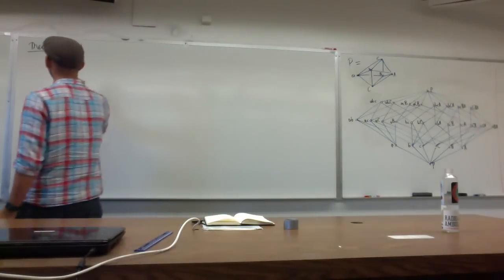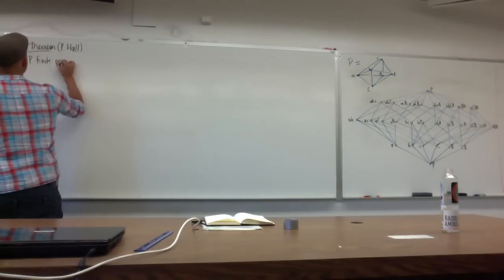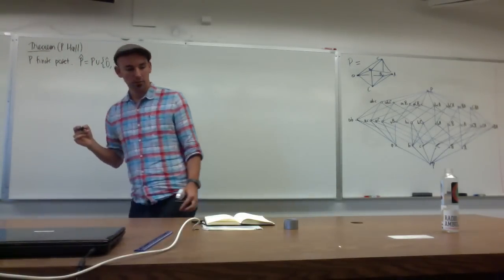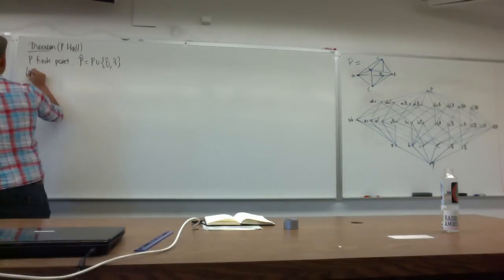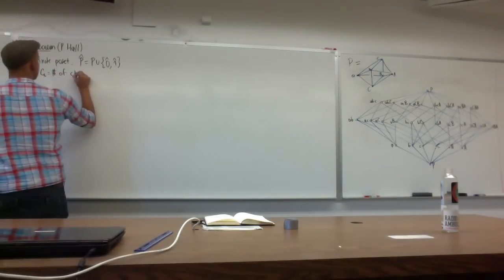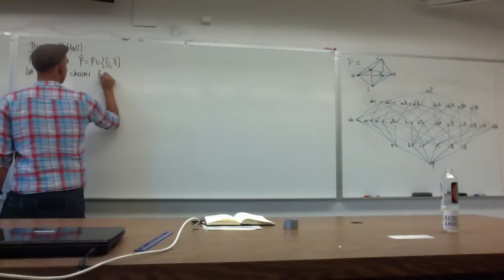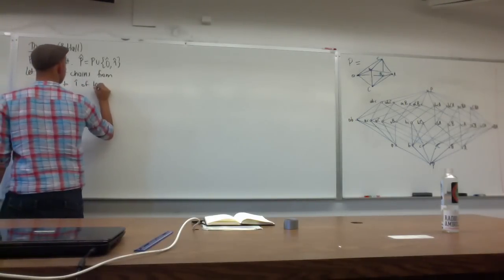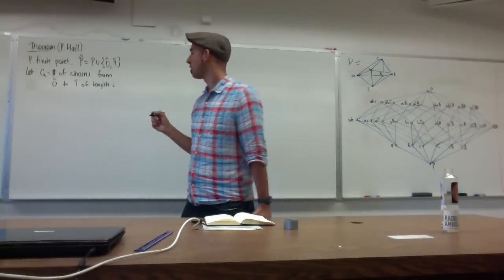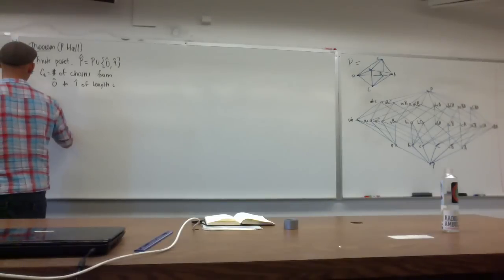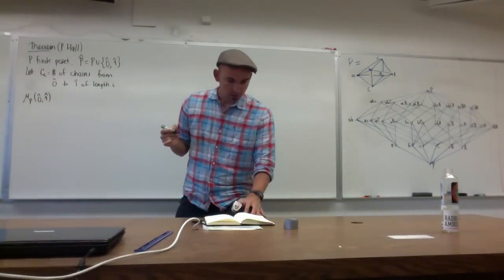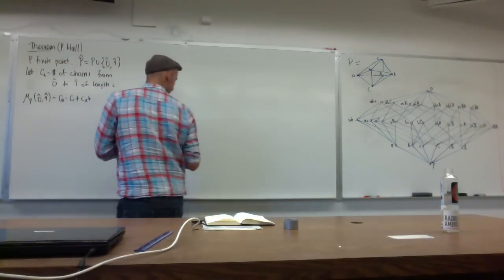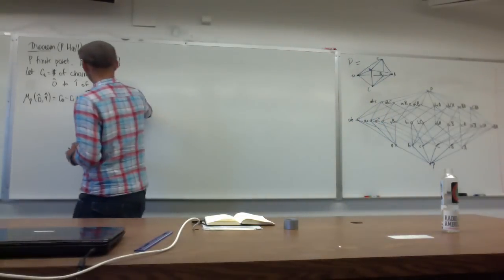It says this. If you have any finite poset and you add a bottom and a top element, and if you let Ci be the number of chains from 0 to 1 of length i, then the Mobius function of the poset from the bottom to the top is equal to C0 minus the number of 1 chains plus the number of 2 chains minus the 3 chains, and so on.